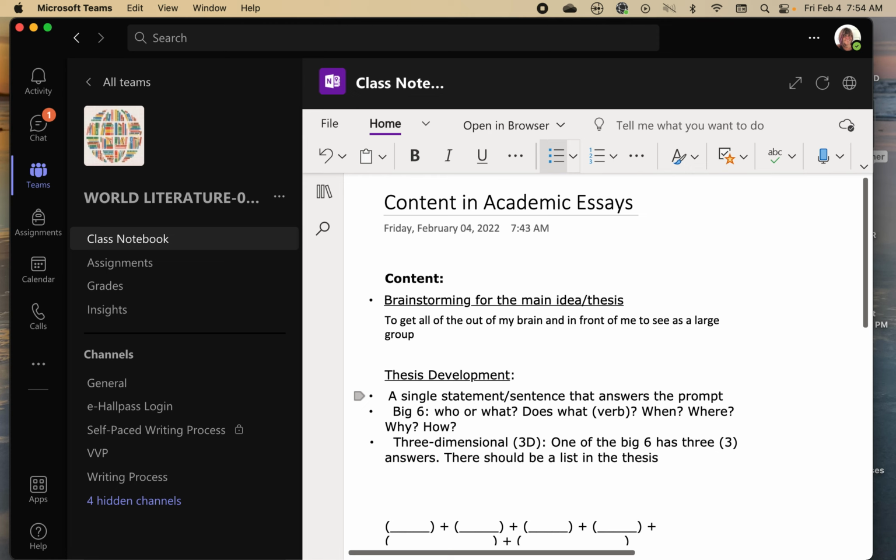thesis statement. Now, the reason why that's important is because that's going to help me organize, which is the next step in the writing process, because we have purpose, audience, content, and then organization comes after that. So that's one of the reasons why that's really important.